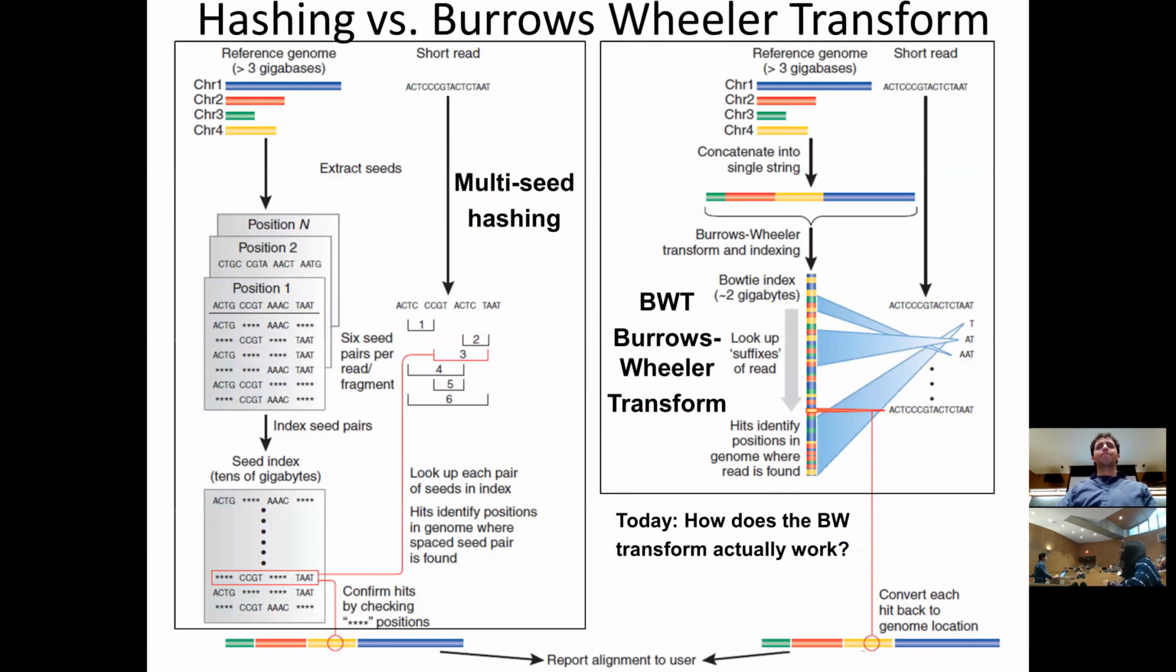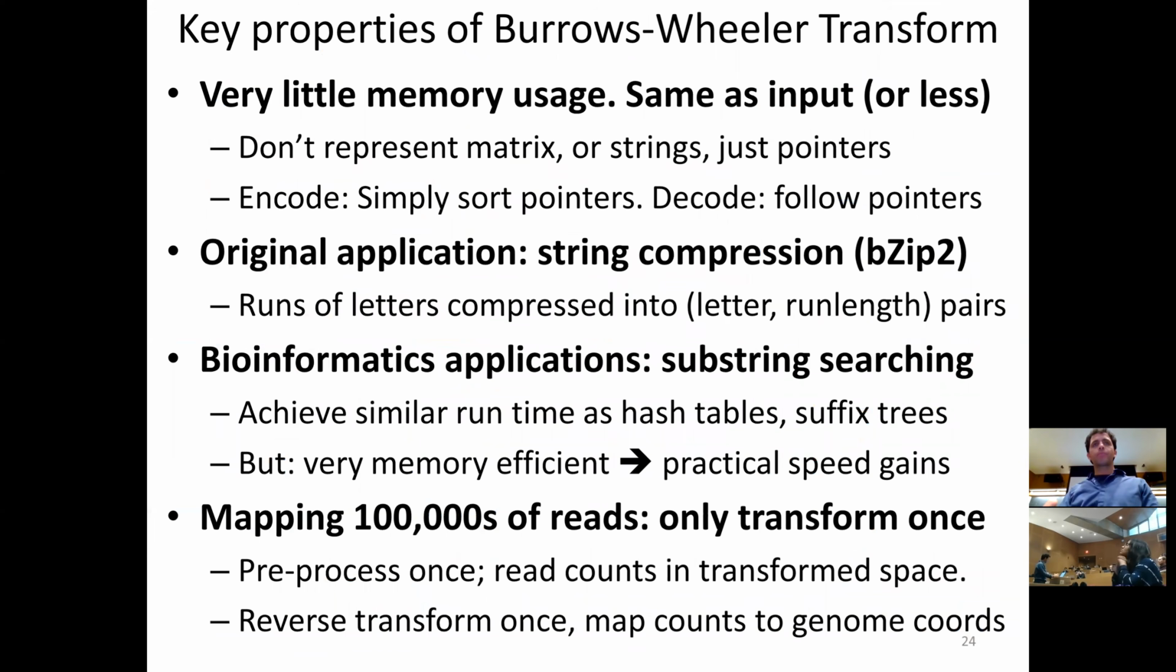All right, good. So now I've basically mapped everything. And the key advantage is that there's very little memory usage. It's the same as the input and sometimes less. You don't represent the matrix or strings. You only keep pointers. And you encode by simply sorting the pointers. And you decode by simply following the pointers.